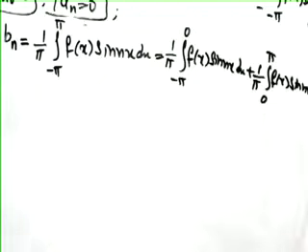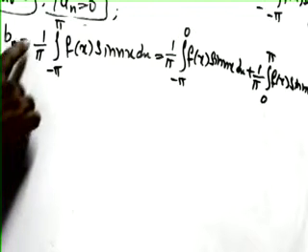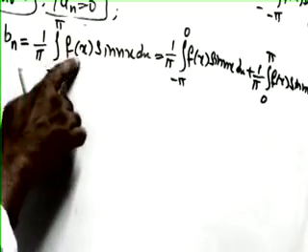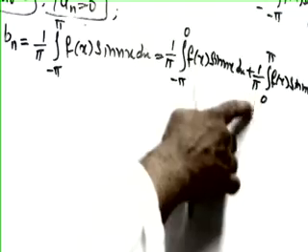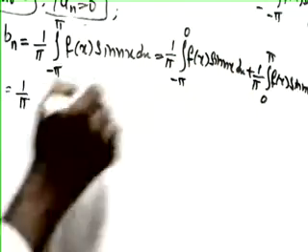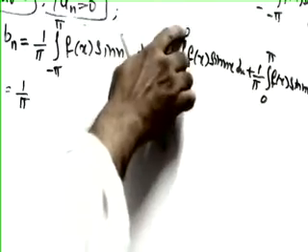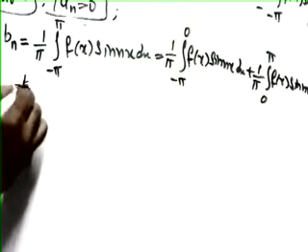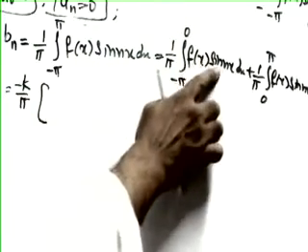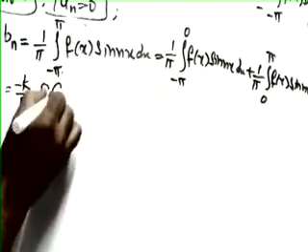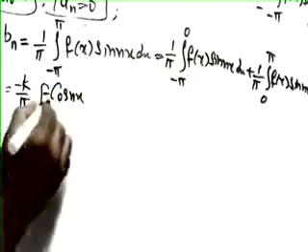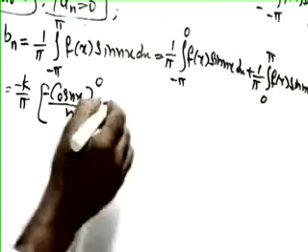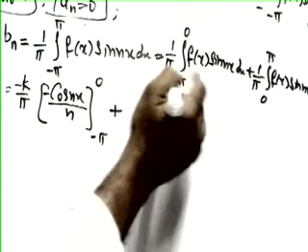Now see here, I have already done the bn value. We know bn equals 1 by pi, integral from minus pi to pi of f of x sine nx dx. From minus pi to 0 and 0 to pi we have to separate. Now let me do one thing, 1 by pi. What is f of x from minus pi to 0? Minus k. Take out minus k outside. Now what is left here? Integration of sine nx is minus cos nx, but n is here now, so we have to divide this by n. Limits are minus pi to 0.